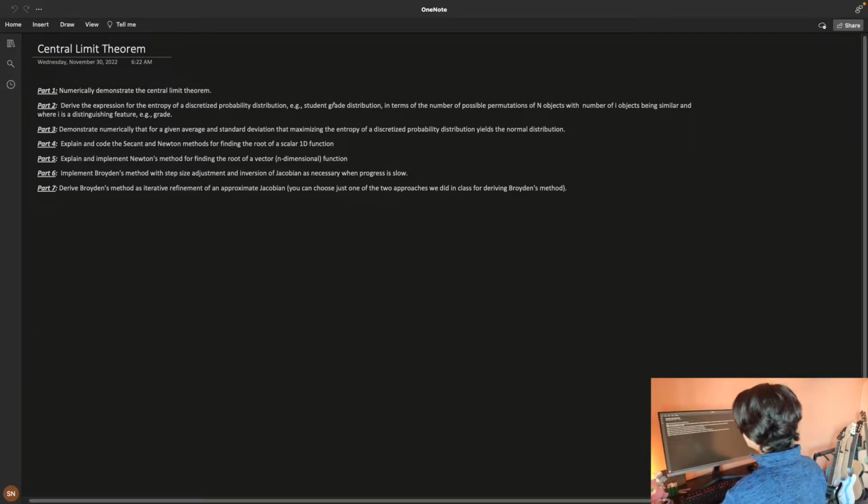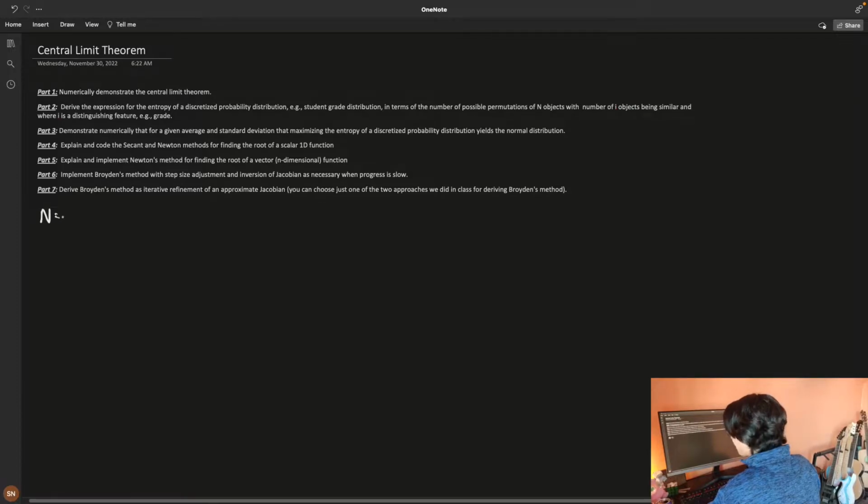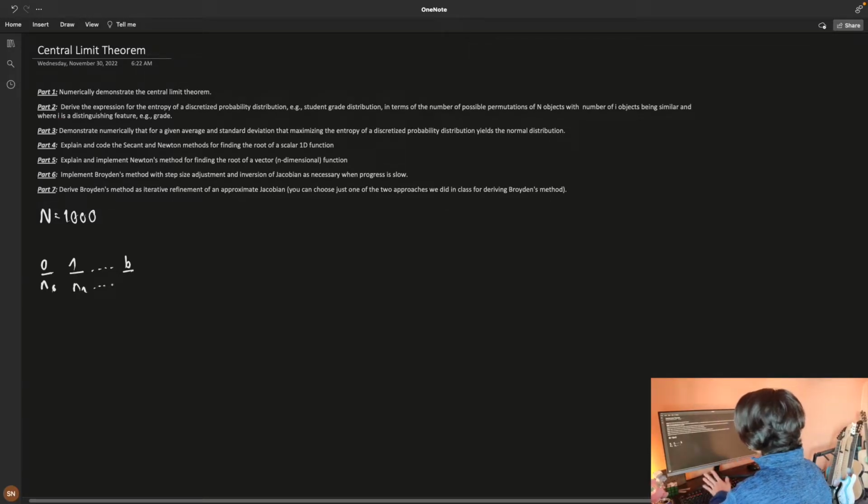First of all, let's assume that we have n number of items, say there's like 1,000 of them, and we want to arrange them in different groups. Say we have group 0, group 1, all the way up to group B. Out of all of these 1,000 items, we select certain items and put them in group 0. We put a certain amount of items in N1, and then we distribute them across all of the groups, and finally we end up with NB items in group B.